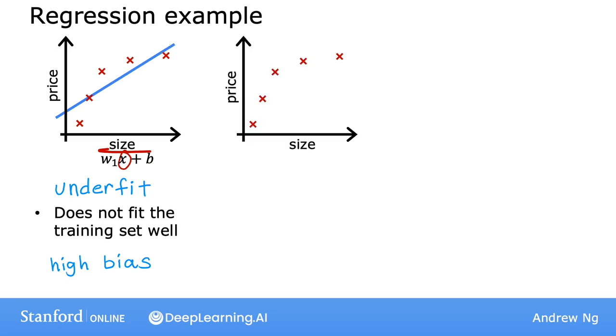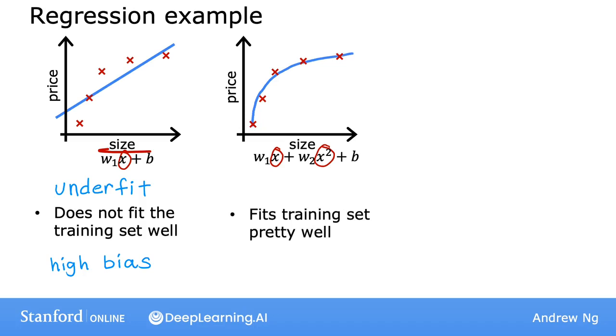Now, let's look at a second variation of a model, which is if you instead fit a quadratic function to the data with two features, x and x squared, then when you fit the parameters w1 and w2, you can get a curve that fits the data somewhat better. Maybe it looks like this. Also, if you were to get a new house that's not in this set of 5 training examples, this model would probably do quite well on that new house.